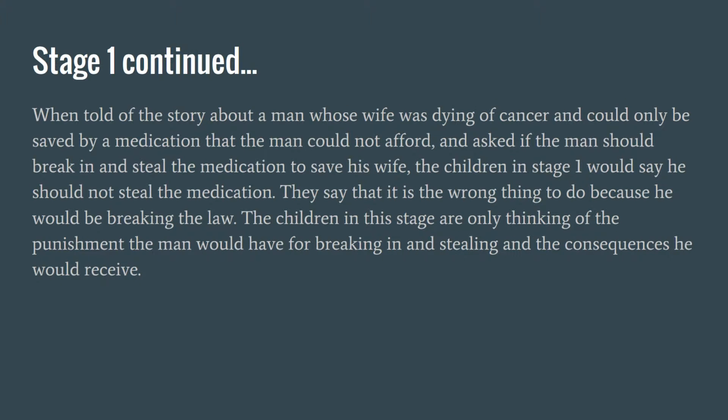When told of the story about a man whose wife was dying of cancer and could only be saved by a medication that the man could not afford, and asked if the man should break in and steal the medication to save his wife, the children in stage 1 would say he should not steal the medication. They stated it is the wrong thing to do because he would be breaking the law. The children in this stage are only thinking of the punishment the man would have for breaking in and stealing, and the consequences he would receive.